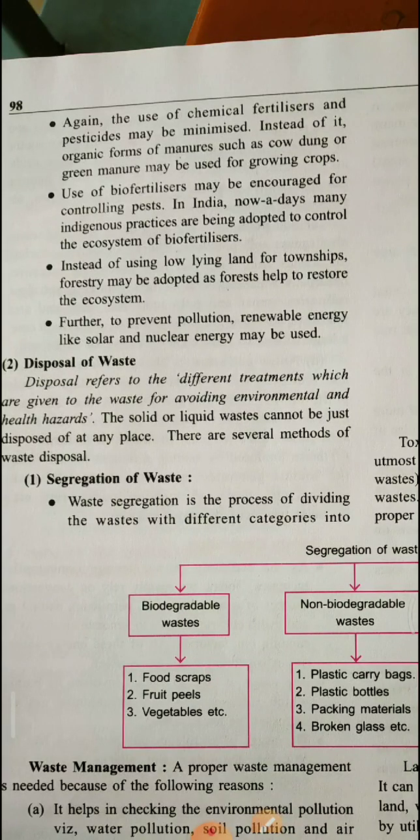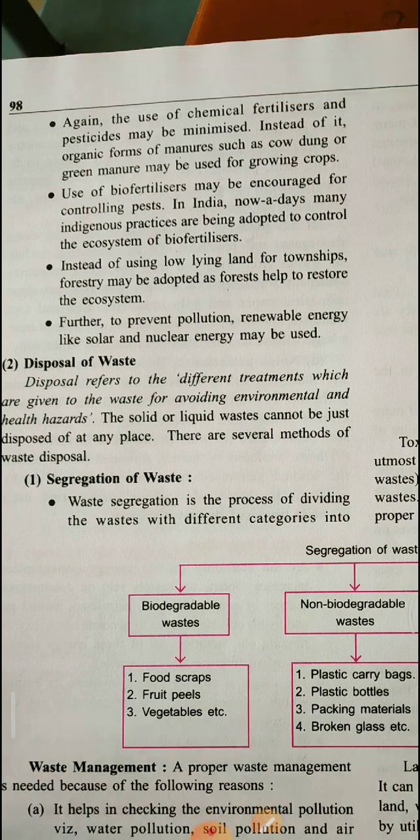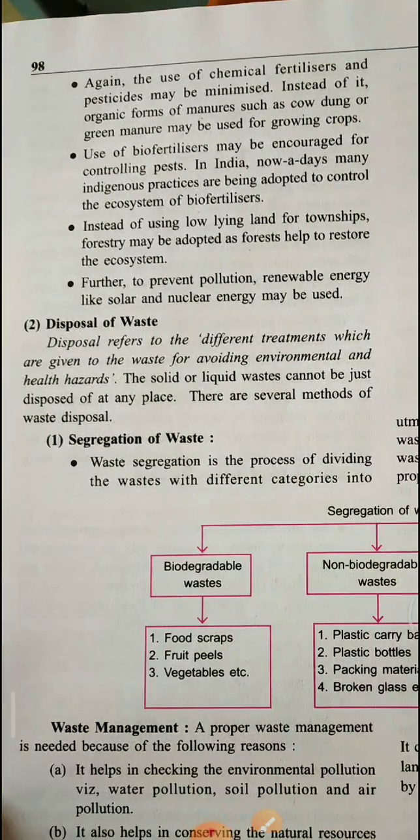In India now many indigenous products are being adopted to control the ecosystem, like biofertilizers. Instead of using low lying land for township, forestry may be adopted as a forest helps to restore the ecosystem. Further, to prevent pollution, renewable energy like solar and nuclear energy may be used.